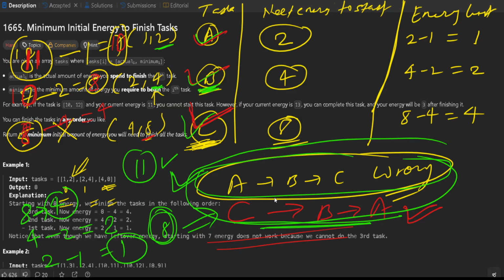So which task is most dangerous? The task having the largest minimum minus actual, right? So very first we measure minimum minus actual for each task. Minimum means the minimum required, a for actual. If minimum minus actual gives a large value, it means high entry but small loss afterward. So those tasks should go first, as we have already seen here, guys. So let's go to see the code.